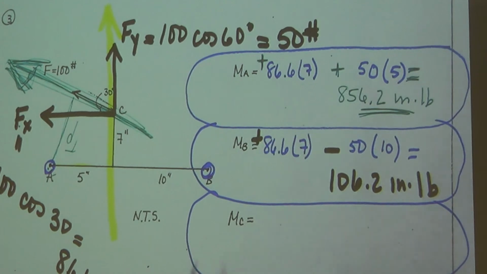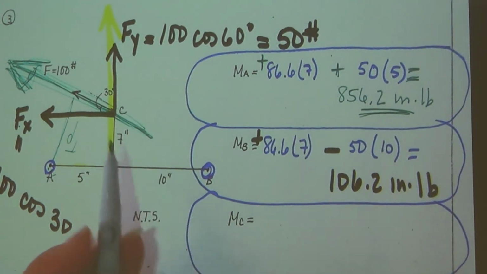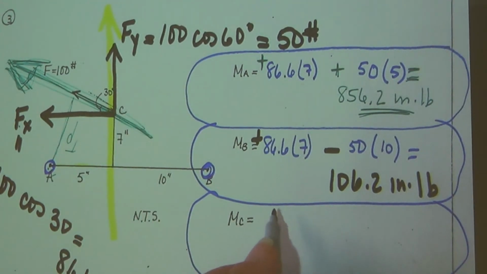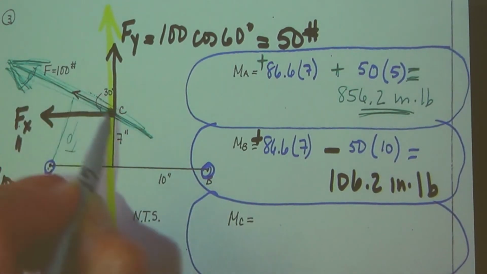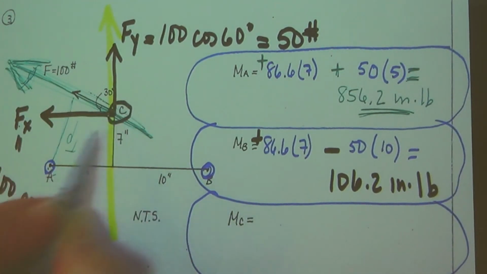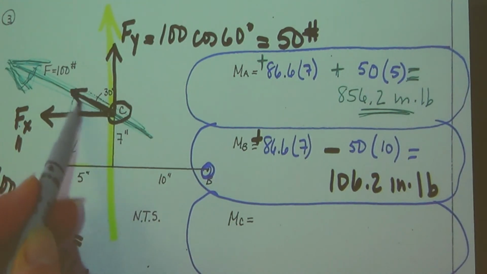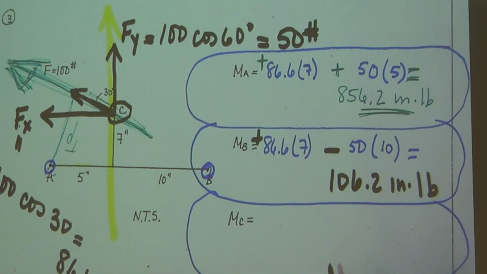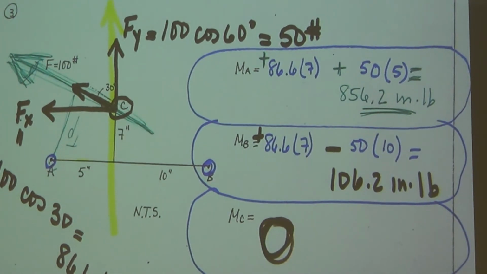Tara Lynn, how about moment about C due to that force? So here's C, and here's the force. 0, because the force goes right through the point and it cannot rotate it.